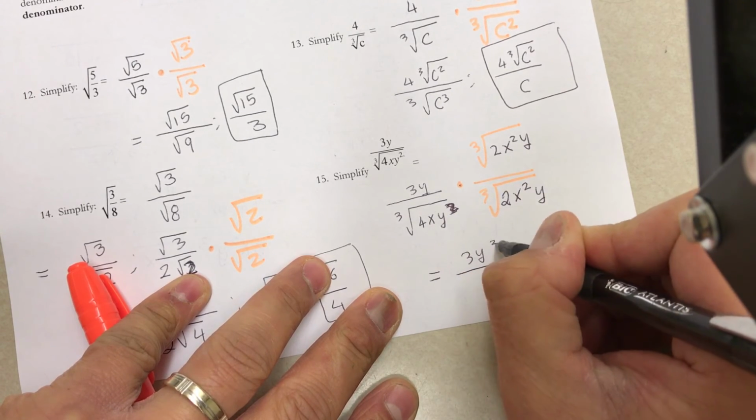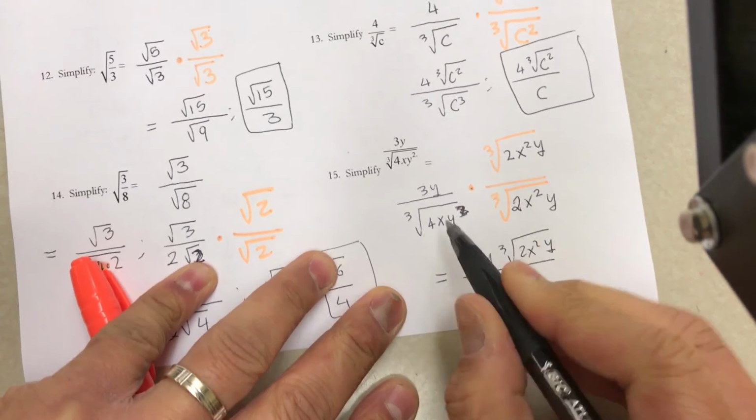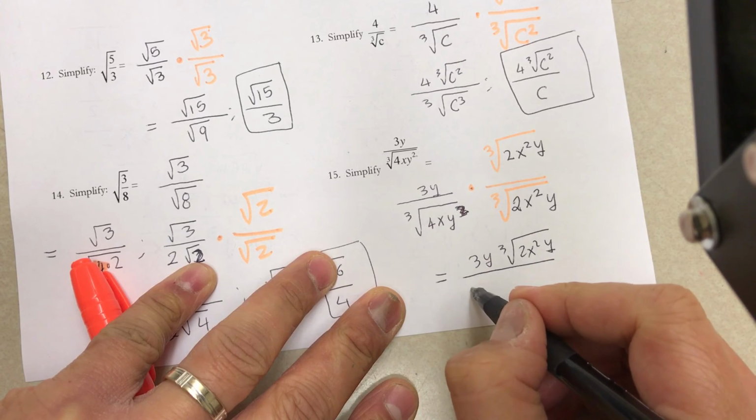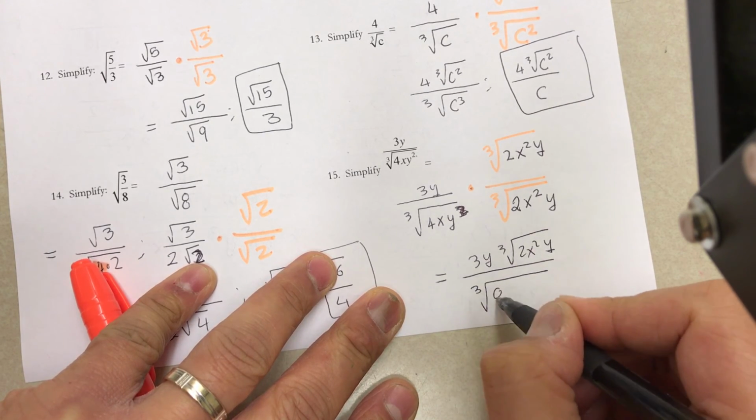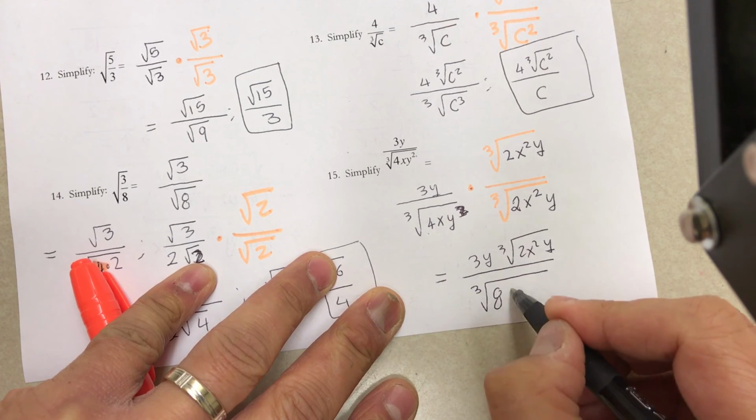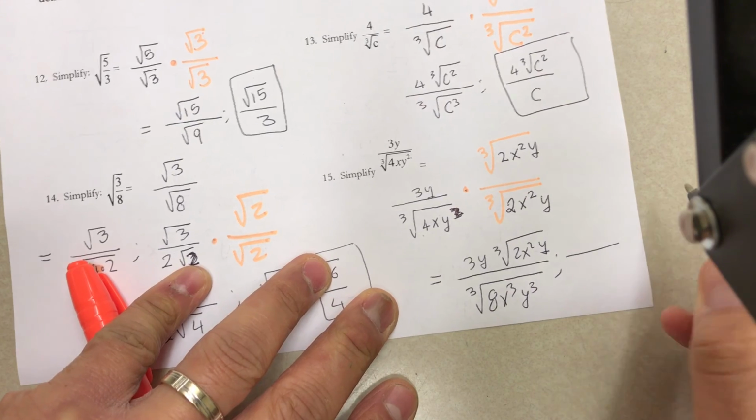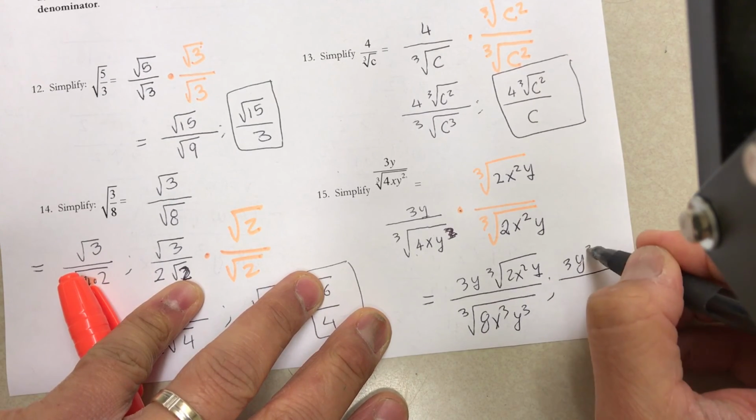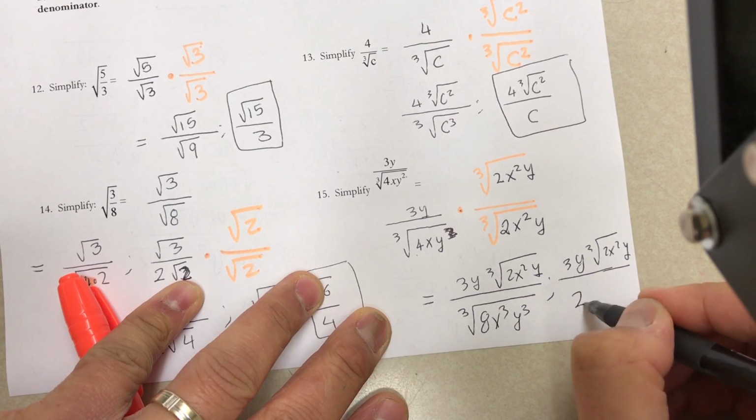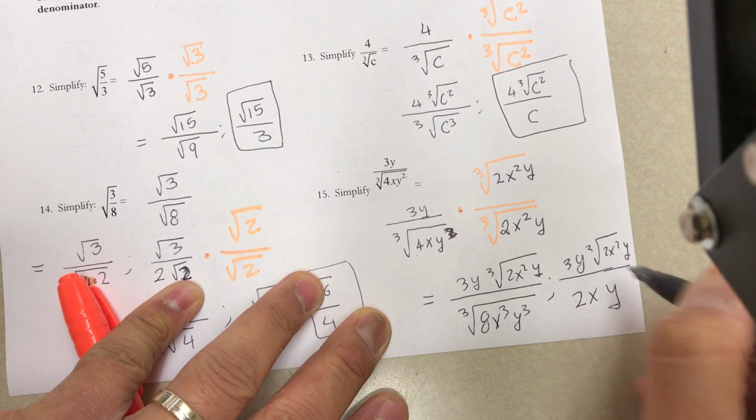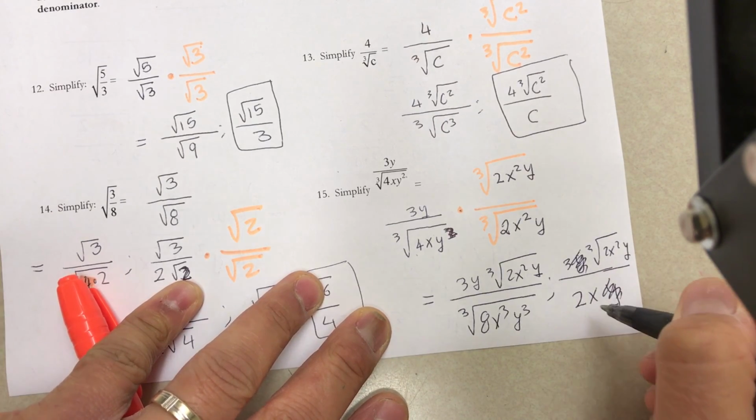For the numerator, this is what I get. For the denominator, if I multiply these together, I'm going to get the cube root of 8, because you multiply those together, x cubed y cubed, and that becomes 3y 2x squared y all over 2xy. The y's are going to cancel out, and therefore you have everything over 2x.